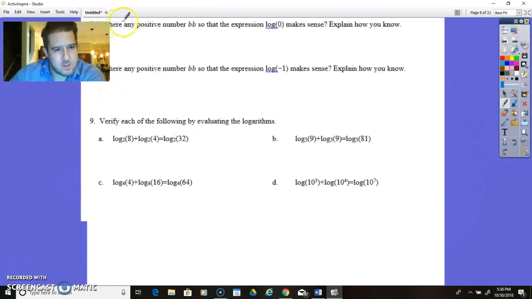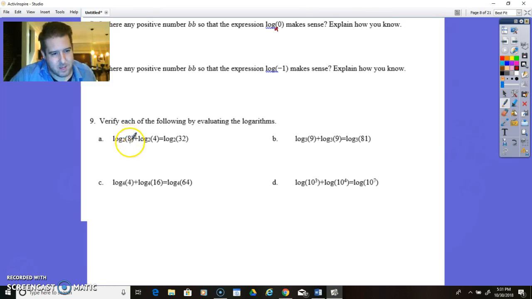So is there any positive number b so that the expression log base b of 0 makes sense? No, it doesn't, because no matter what the base is, whether it's 9 or 8 or 7 or 6 or 5, you can never make any exponent equal 0, nor can you ever make it negative. So these are not possible. All right, so this last concept that I want to go over very quickly: log base 2 of 8.